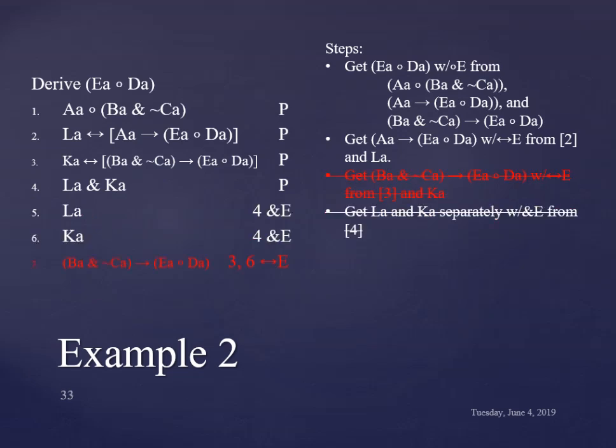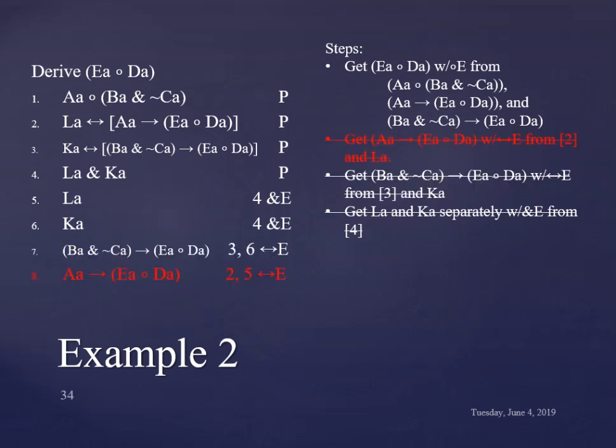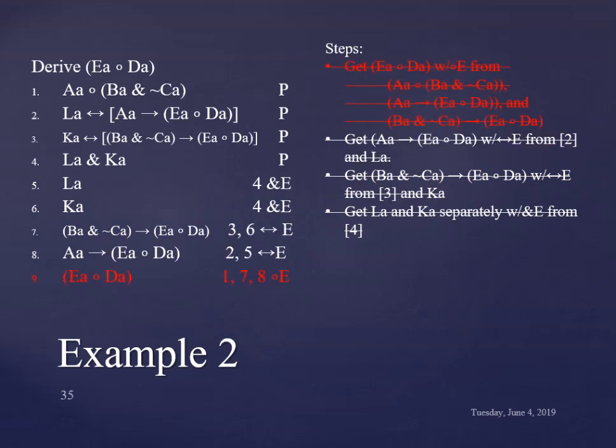Okay, next step, I'm going to write down the BA and not CA arrow EA ring DA formula from lines 3 and 6 and use biconditional elimination. Then I'm going to get the AA arrow EA ring DA from 2 and 5 biconditional elimination. And now I'm in a position to apply the last rule and use lines 1, 7, and 8 and use disjunction elimination.